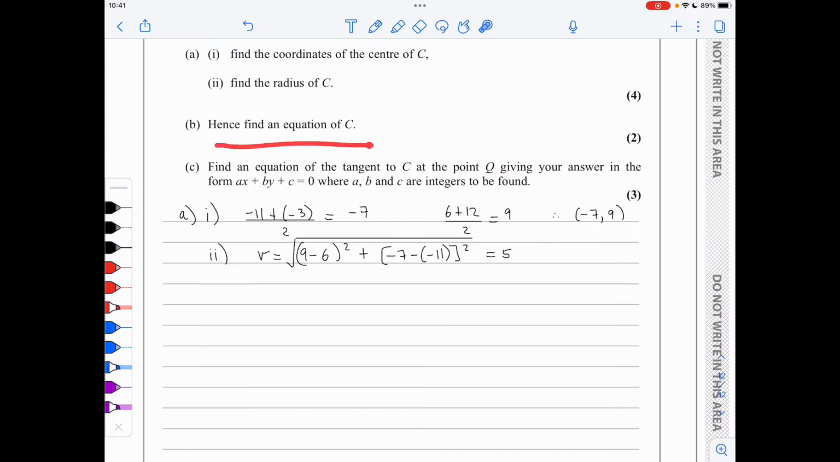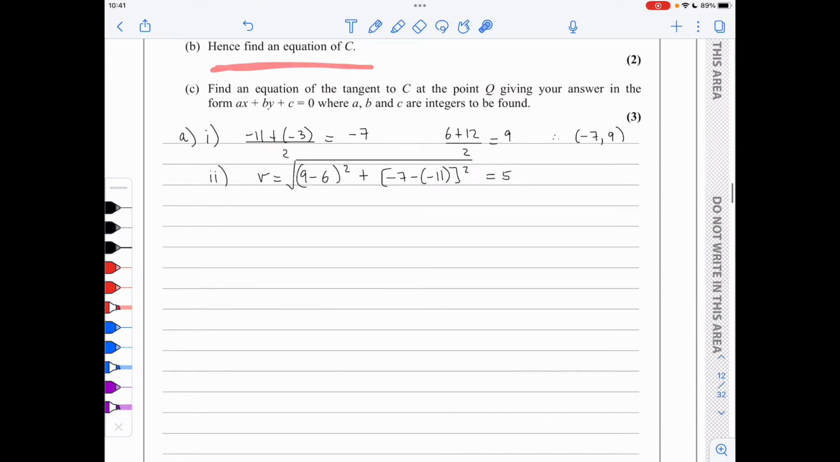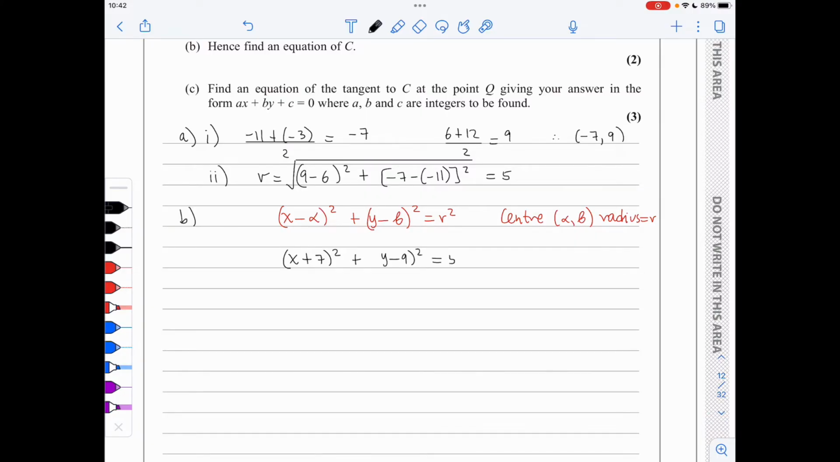Now for the equation of C, we know that in general a circle which is centered at alpha, beta with a radius of r has this equation here: x minus alpha squared plus y minus beta squared is r squared. So in our case, we've got that x plus 7 squared plus y minus 9 squared is 5 squared.